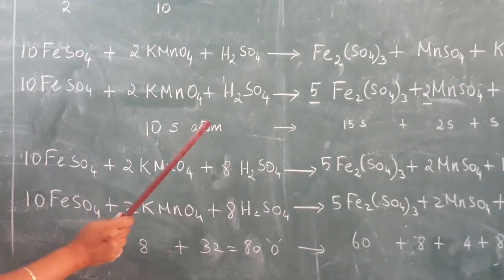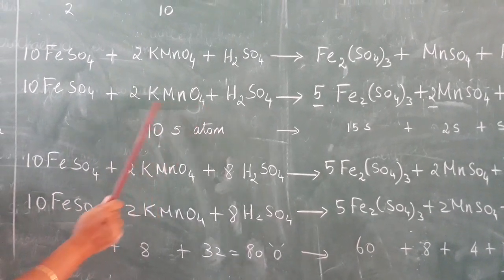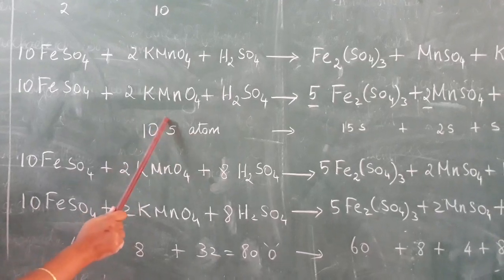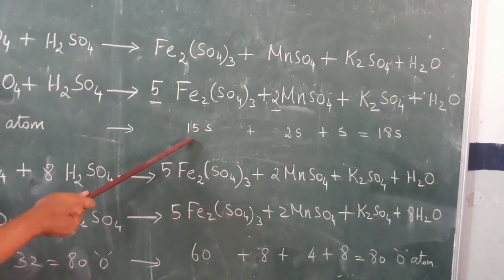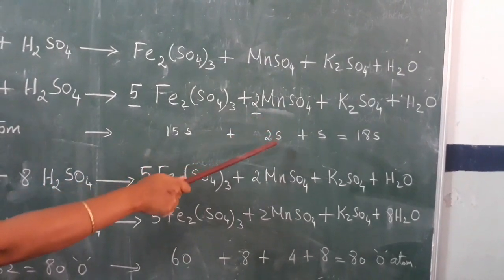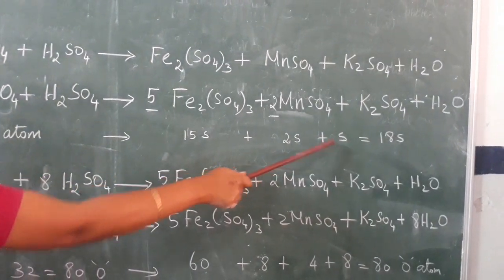Now we are going to move on to the sulfur atoms. We calculate the sulfur atoms on the reactant side, and we get 10 sulfur atoms. On the product side, in ferric sulfate we have 15 sulfur, manganese sulfate has 2 sulfur and potassium sulfate has only 1 sulfur.